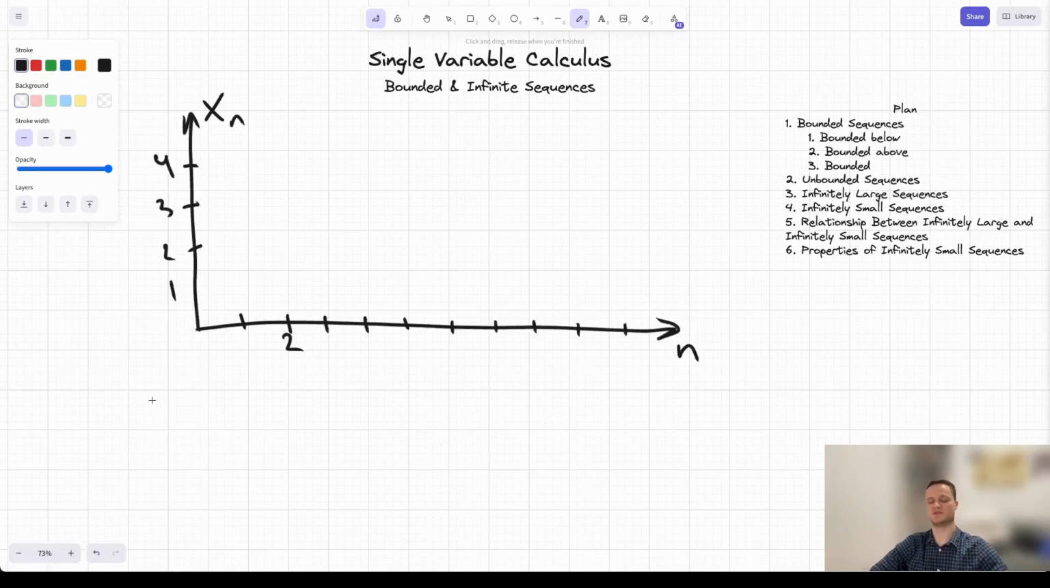Now let's talk about a specific type of unbounded sequence, those whose terms grow infinitely large. We call these infinitely large sequences. A sequence is called infinitely large or tends to infinity if all its terms eventually become or stay larger in magnitude than any arbitrarily large positive number. To put it formally, for any positive number A, no matter how big, we can find a point in the sequence after which all subsequent terms have an absolute value greater than A.